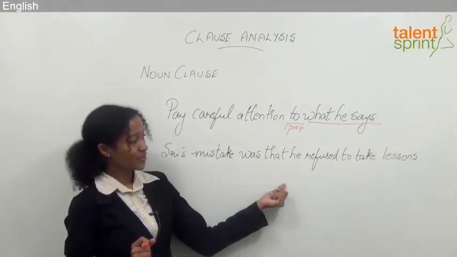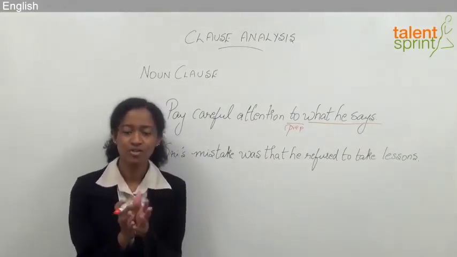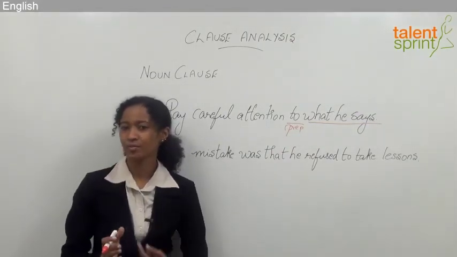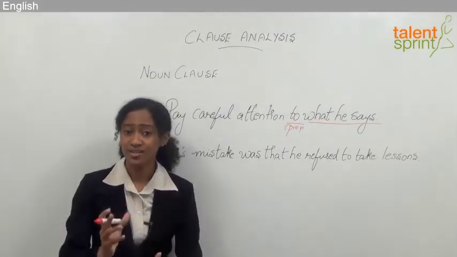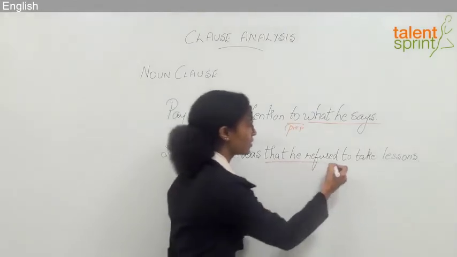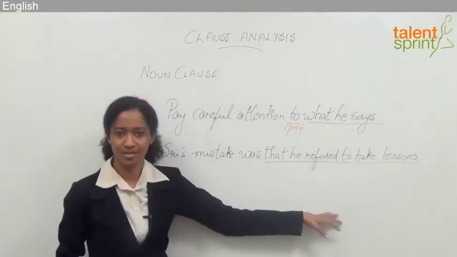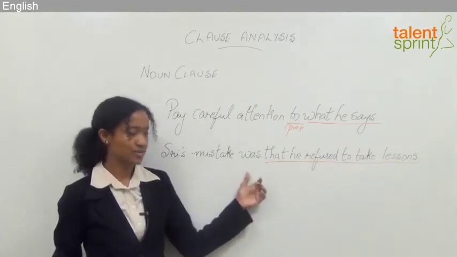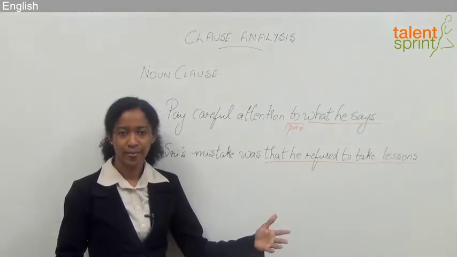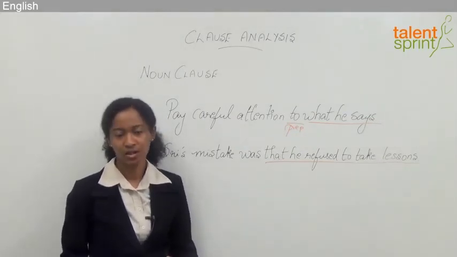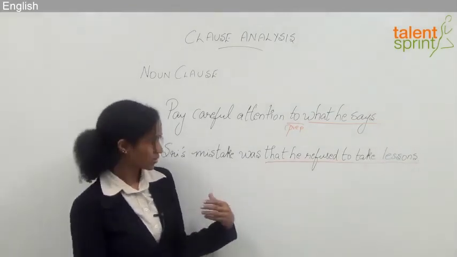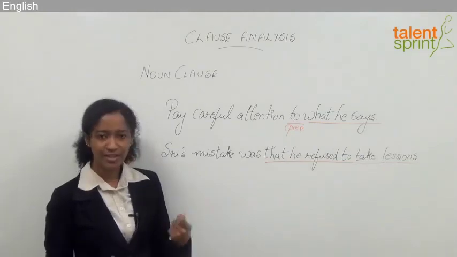Okay. Shree's mistake was that he refused to take lessons. Sometimes a noun clause also functions as a complement to a verb. What's a complement? I always keep saying this. Complement is a group of words included in a sentence to make the meaning complete. So, Shree's mistake was that he refused to take lessons, the noun clause is acting as a complement to the verb was. Everybody's sad that Hari drowned. Yeah, so that Hari drowned is my noun clause, acting as a complement to the verb is sad. Okay, all right. So let's move to our next clause.